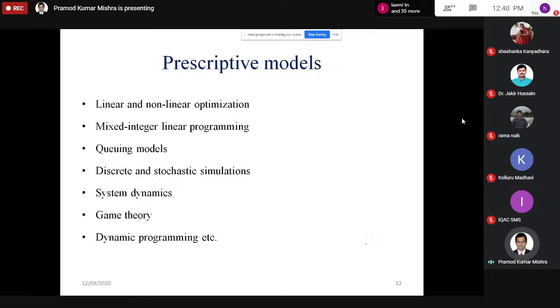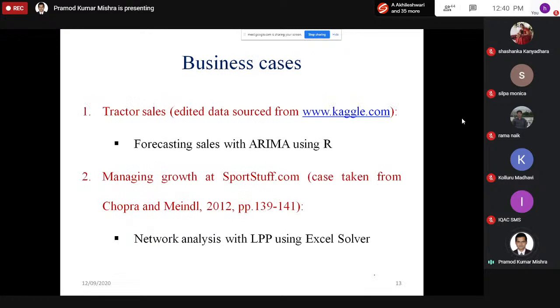Not many people are using this kind of techniques, but I'm just giving you the idea about it so that, if you have interest, you can get into that. Linear programming based models, non-linear optimization based models, MILP based models, queuing models, and discrete and stochastic simulation based models. This is one thing that a lot of work is happening in now. System dynamics, then the game theoretical models. Here also a lot of things are happening. Then you have dynamic programming, right? These are the few things that are happening in terms of supply chain analytics.